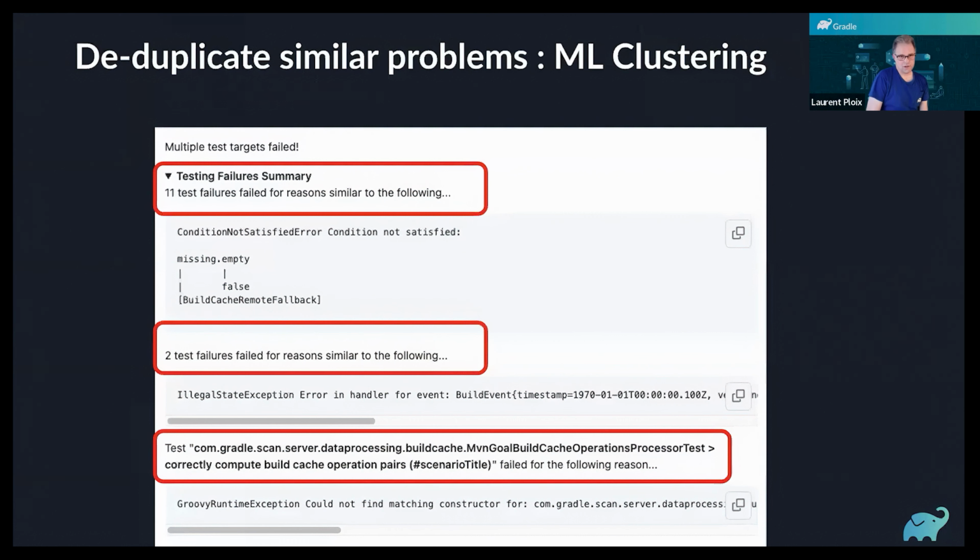Those issues I like to mention are not exactly the same. They are semantically the same. So it's not about checking for equality between all the failures. No, it's a clustering aspect. They are semantically the same problems.